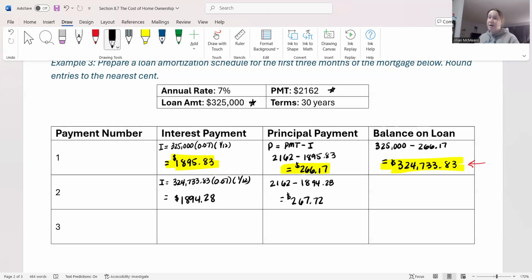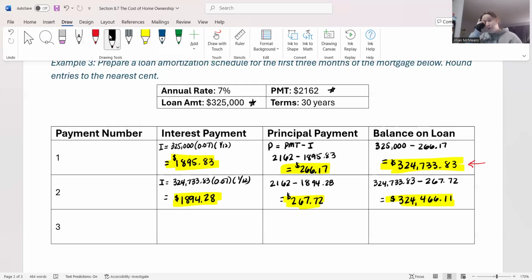Okay, it takes a long time to pay off a mortgage. At the beginning, most of your payment just goes to the bank. Okay, so let's see what the new balance on our loan would be. Well, it would be $324,733.83 minus $267.72. So after two payments, we still owe $324,466.11. Okay. So let's do this one more time.